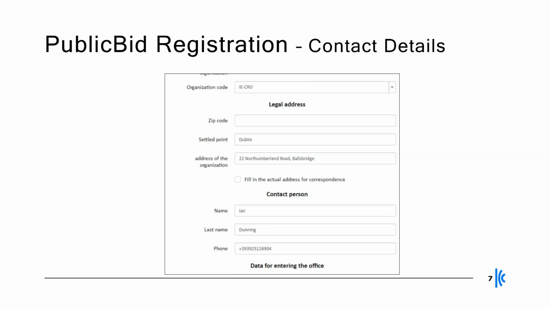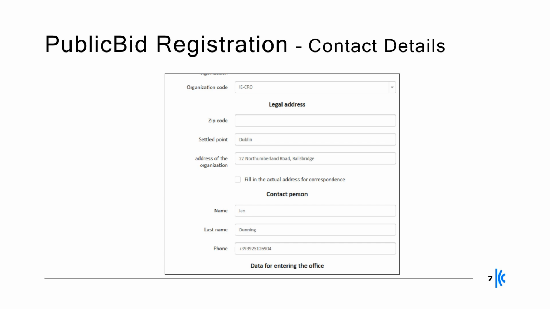For the legal address, the zip code is not compulsory, but if you do provide a zip code, please note that PublicBid requires a minimum of 2 characters. Settled point is the translation of city or town. The address of the organization is the street address. If you click on the checkbox, fill in the actual address for correspondence. Please note that only Ukrainian addresses are acceptable, but this option is not compulsory. The contact person fields are self-explanatory.